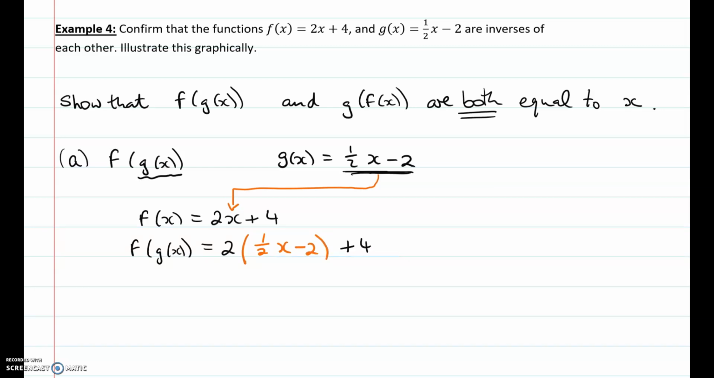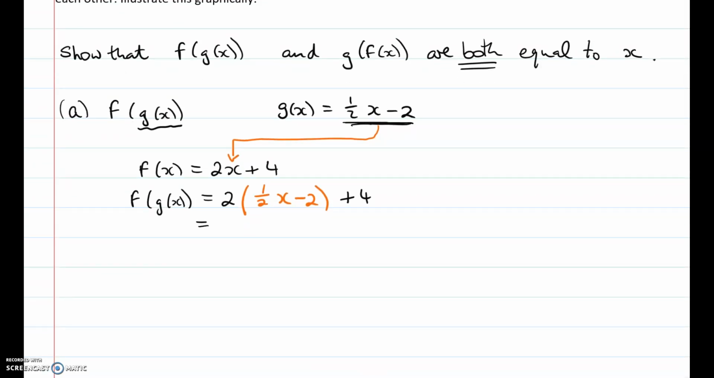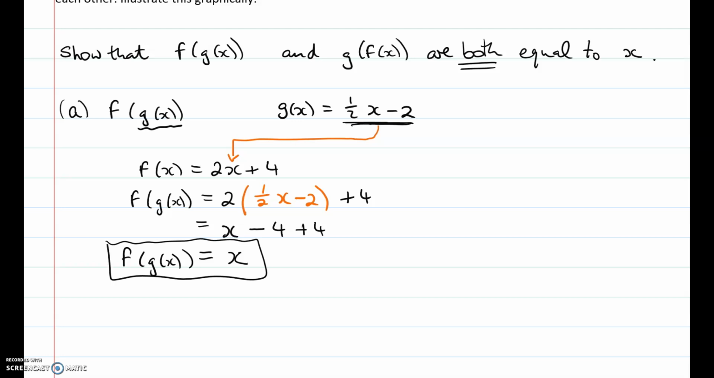plus 4. So if we multiply that out, we're going to get 2 times 1/2 is just 1x, 2 times minus 2 is minus 4, and then plus the 4 in the end is equal to x. So f of g of x is equal to x. Now that is one part of what we wanted to do. We had to show that f of g of x is equal to x. Now we're going to do the second part, which is to show that g of f of x is equal to x. So let's try that now.